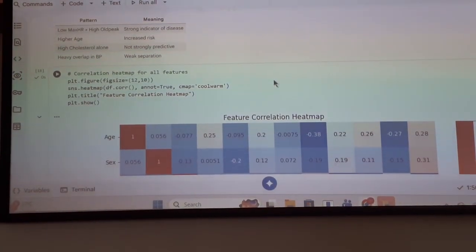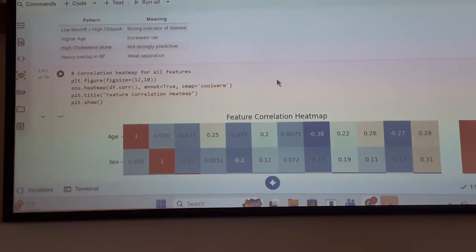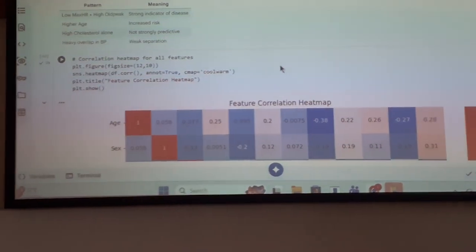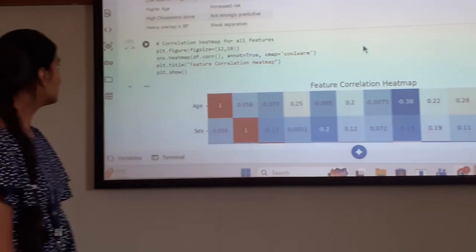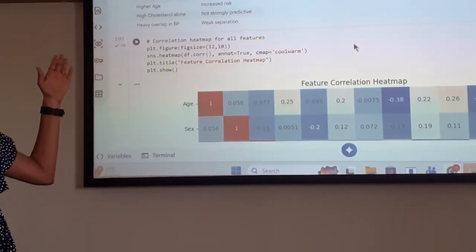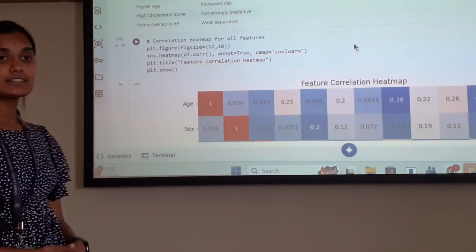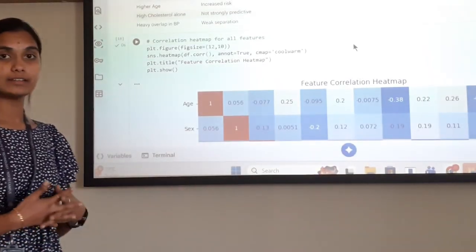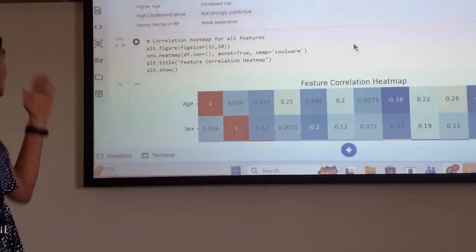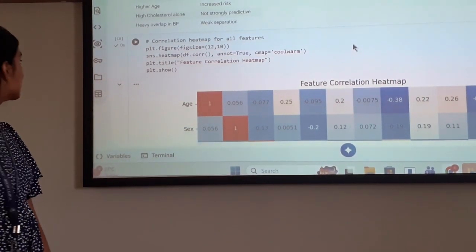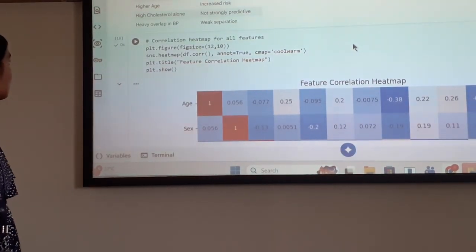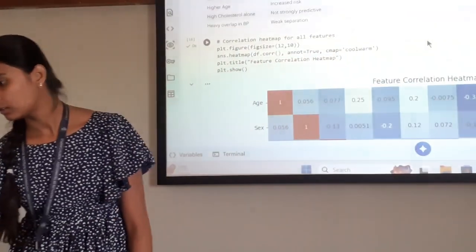Here we can see that people who have a low max HR plus high oldpeak are strong indicators of disease. Higher age indicates more risk of getting heart disease, and high cholesterol alone is not strongly predictive. There is heavy overlap in BP, so weak separation.